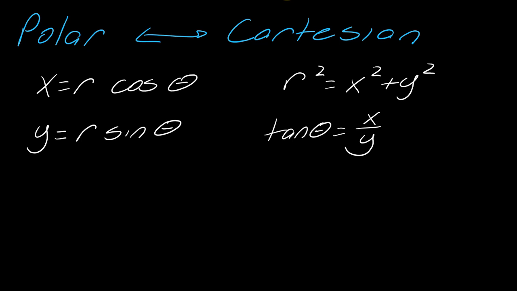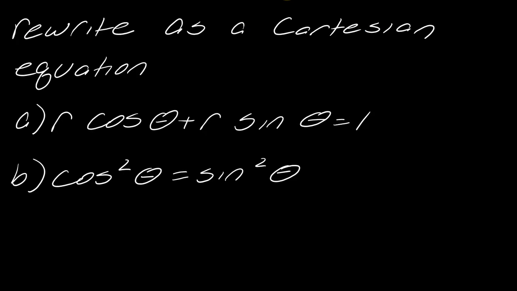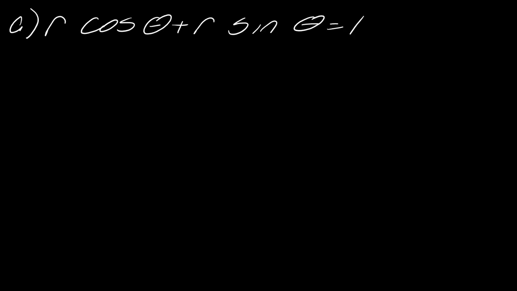Okay, so I think it's easiest to figure out how to make these conversions by just doing examples. So let's start by taking a couple of equations that are in polar, right? So these are all in terms of r and theta. I want to convert this back into a Cartesian equation, which would be back in terms of x and y. Okay, so I'm going to start with this first one, r cosine theta plus r sine theta equals 1.